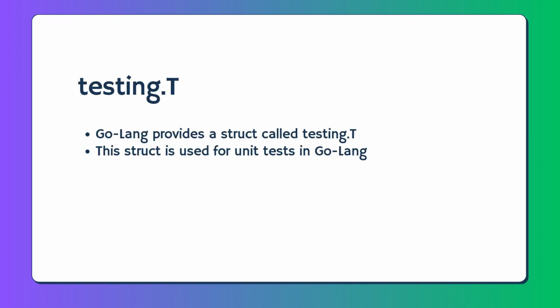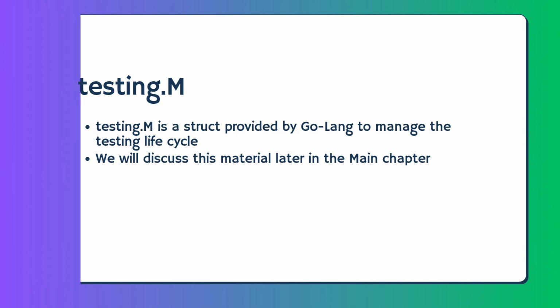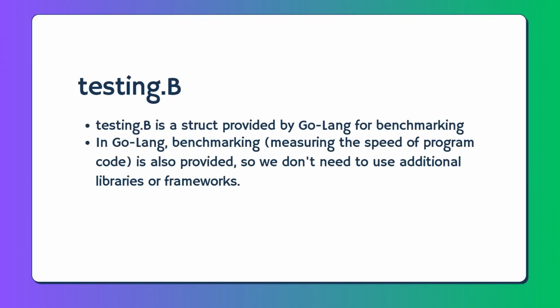testing.T. Golang provides a struct called testing.T. This struct is used for unit tests in Golang. testing.M. We will discuss this material later in the main chapter. testing.M is a struct provided by Golang to manage the testing lifecycle. testing.B. testing.B is a struct provided by Golang for benchmarking. In Golang, benchmarking, measuring the speed of program code, is also provided, so we don't need to use additional libraries or frameworks.